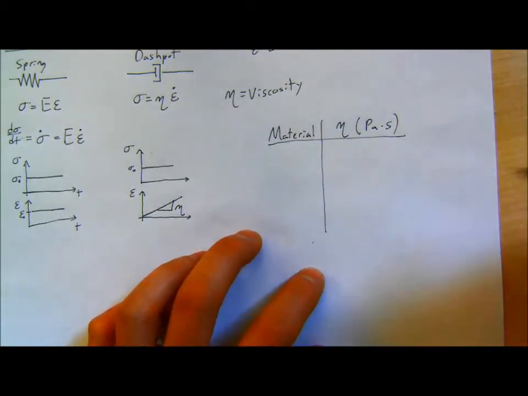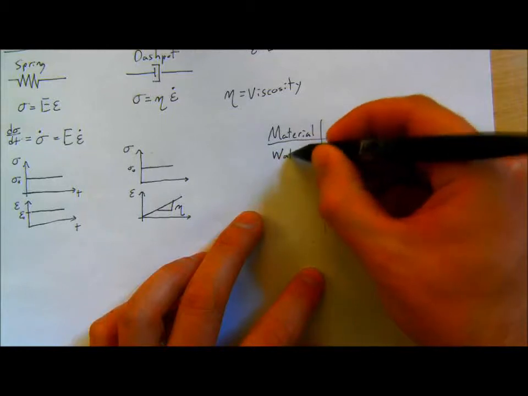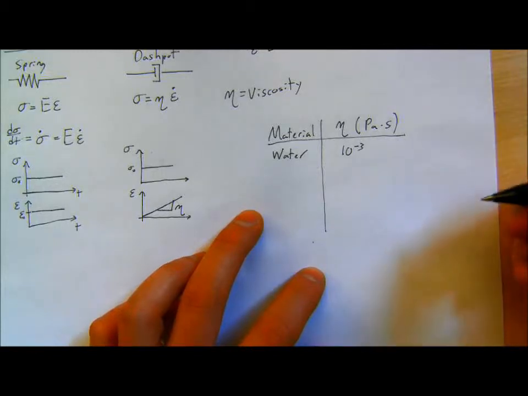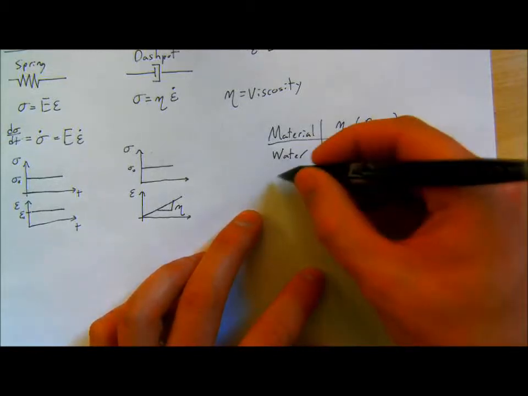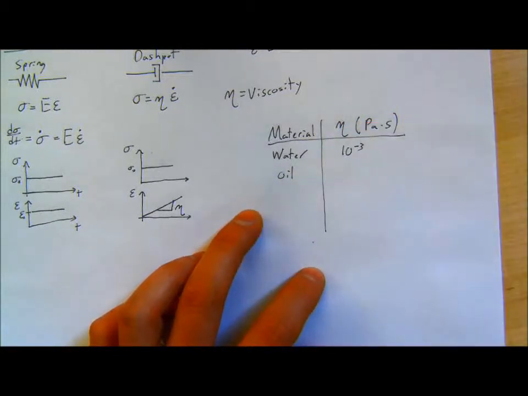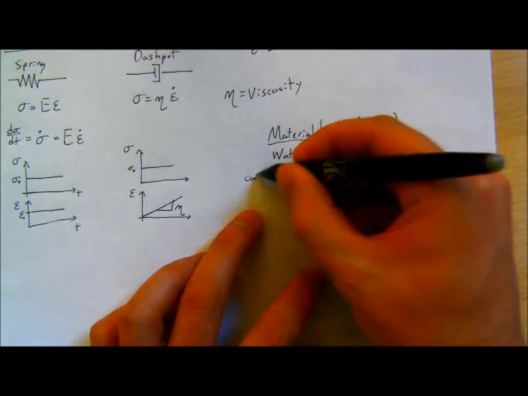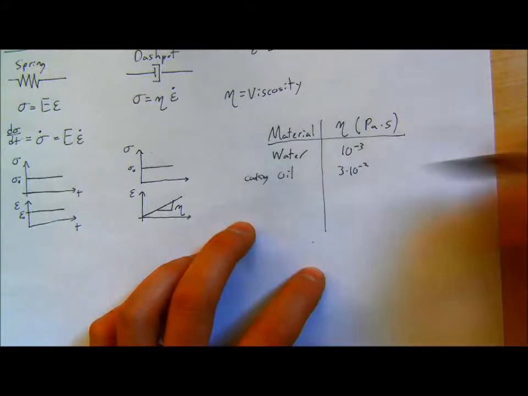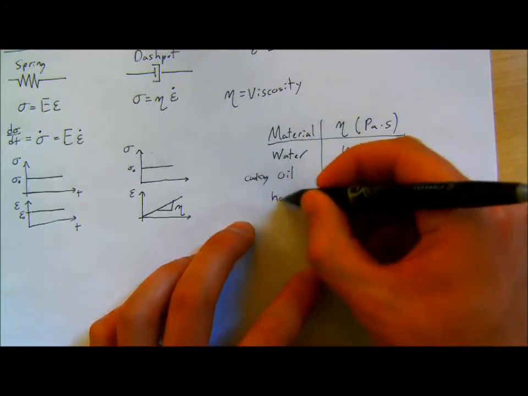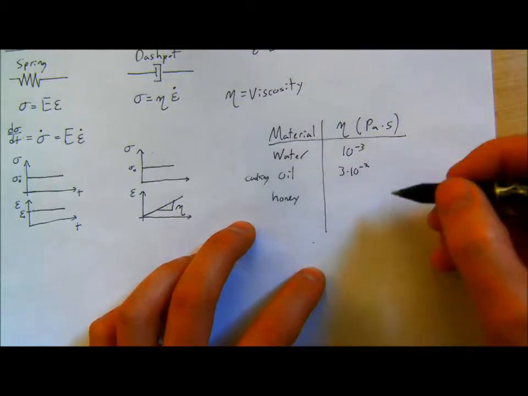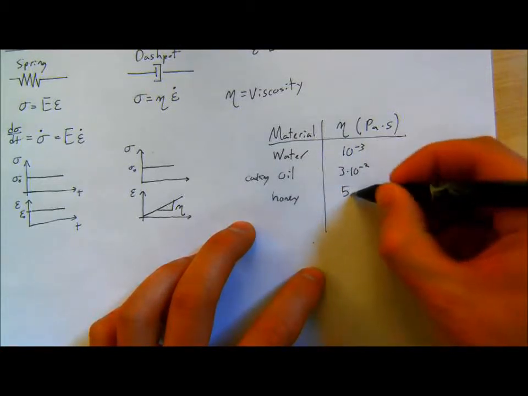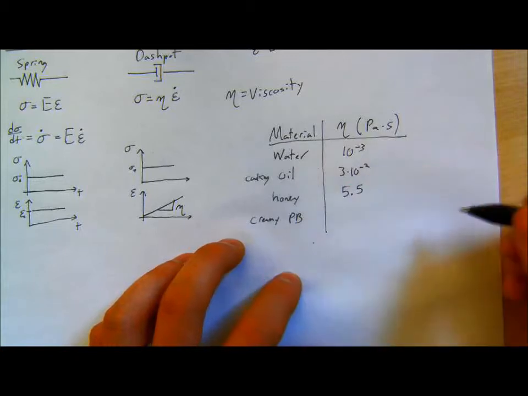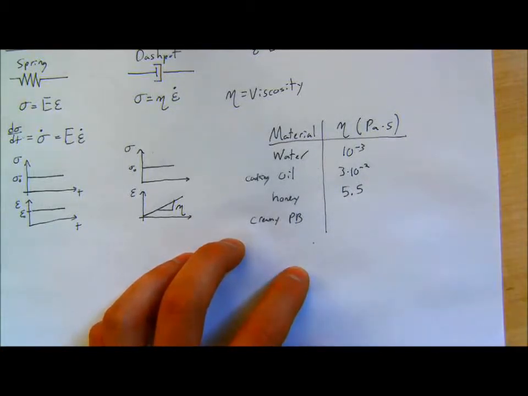Water has a viscosity of 10 to the minus 3 pascal seconds. Something like oil, this would be like cooking oil, vegetable oil, is something like 3 times 10 to the minus 2. Something like honey is 5.5. Something like creamy peanut butter. You'll notice I'm using foods that you can eat because those are probably things you're more familiar with in terms of viscosity. Creamy peanut butter is something around 30.